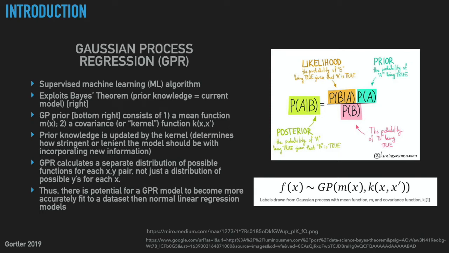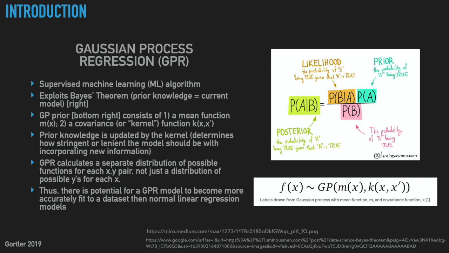So as the model is exposed to more data and learns more data, the current conception it has of the data set that it's learning is being updated. One of the central features in charge of updating the prior knowledge, or updating the model, is what's called the covariance function or the kernel function, represented by K in the bottom right. This kernel function determines how stringent or lenient the model should be with incorporating new information. So we're going to look at multiple kernels over the course of this study.